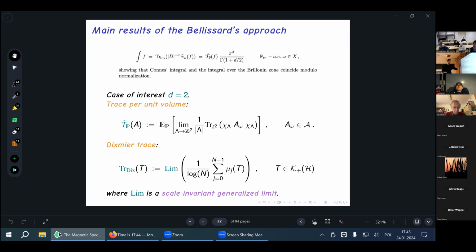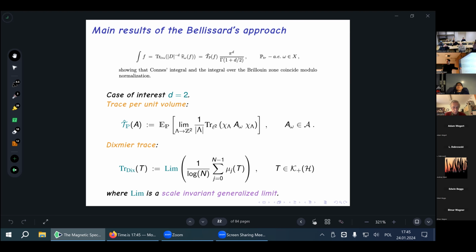This limit should be understood in the sense that these lambda are a Følner sequence, but just to understand, I can take squares of side length L, with L going to infinity. Then, because I have an omega, I make an average in omega, because omega belongs to this space big Omega, in which I have an ergodic measure P, and I can make an average.